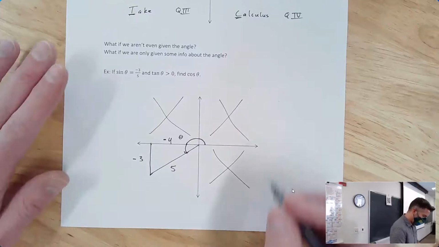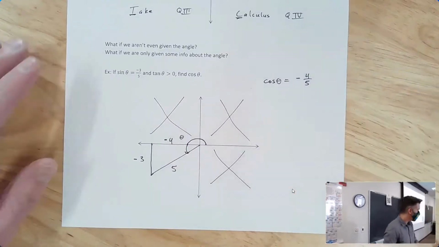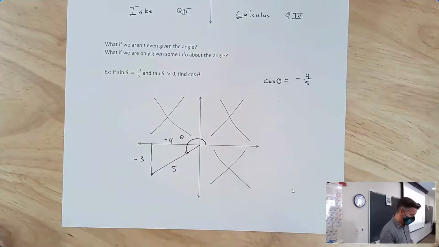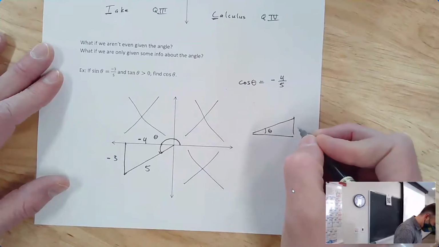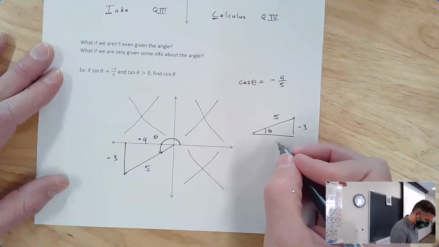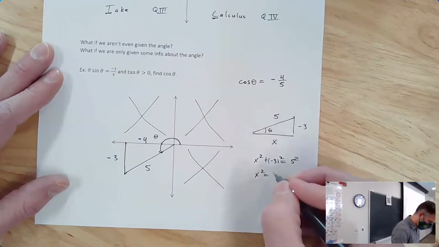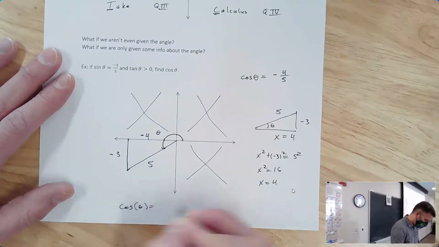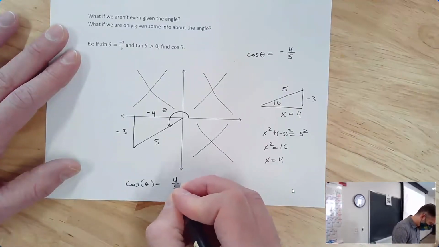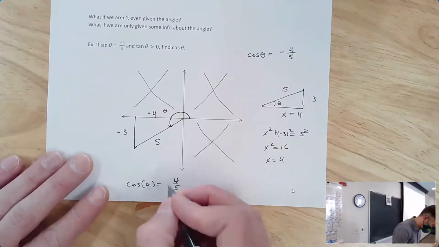So if I want to find cosine of theta, I would say, well, cosine theta is going to be the adjacent over hypotenuse, which is -4/5. Or if I hadn't actually drawn the triangle, sine is opposite over hypotenuse, and I'm going to find this other side: x squared plus -3 squared equals 5 squared, x squared equals 25 minus 9, x is 4. And if I wasn't paying attention to the sign, I would say cosine theta is adjacent over hypotenuse, which is 4/5. But then I would use the fact that the angle is in quadrant 3 to inform me that cosine has to be negative, because we're in quadrant 3 where cosine is negative.